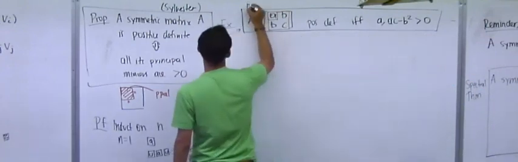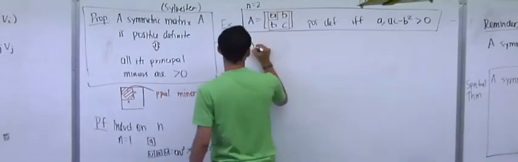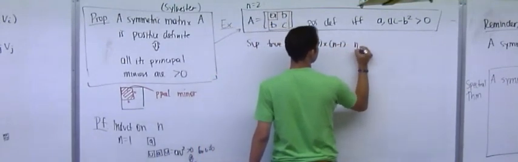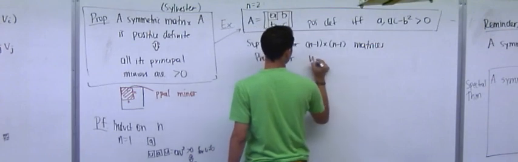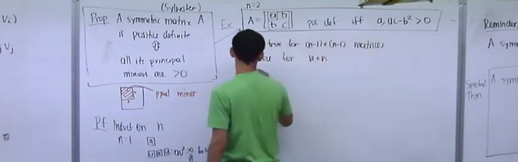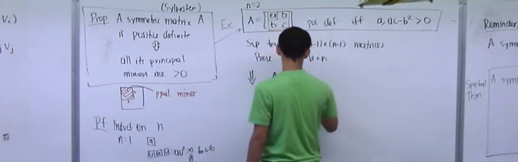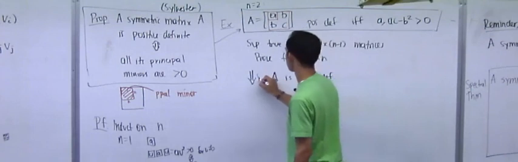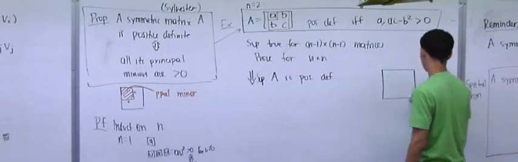Maybe a more interesting initial case is n equals 2 here, which we already proved. Okay. And now let's suppose this is true for n minus 1 by n minus 1 matrices, and let's prove it for n by n matrices. So, one direction. Suppose that A is positive definite. Okay. A is some matrix that looks like this.